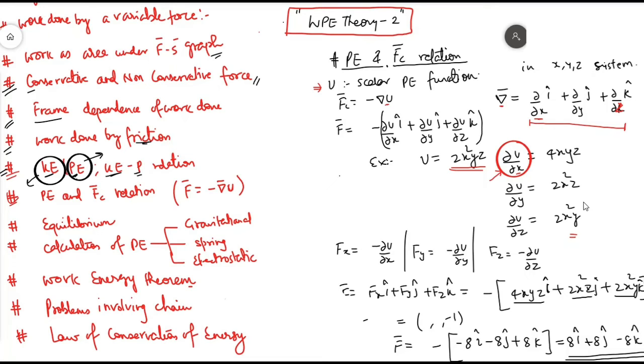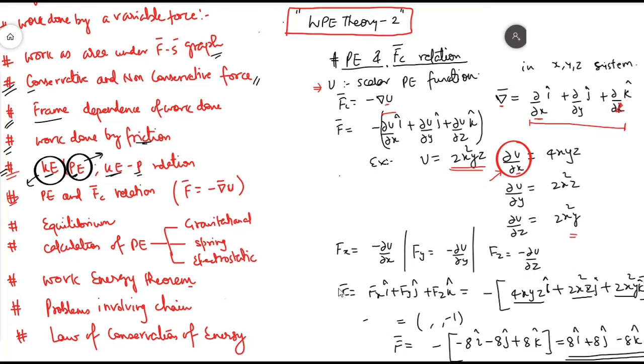Pause this video to let it sink in if you cannot follow how I'm getting this partial differentiation. This is just following the basic rule of differentiation, or you can say the power rule of differentiation, the x to the power n formula. From this function you should be able to see this is your Fx, this is your Fy, and this is your Fz, with this negative sign. So Fx is minus del u by del x, Fy is minus del u by del y, Fz is minus del u by del z.